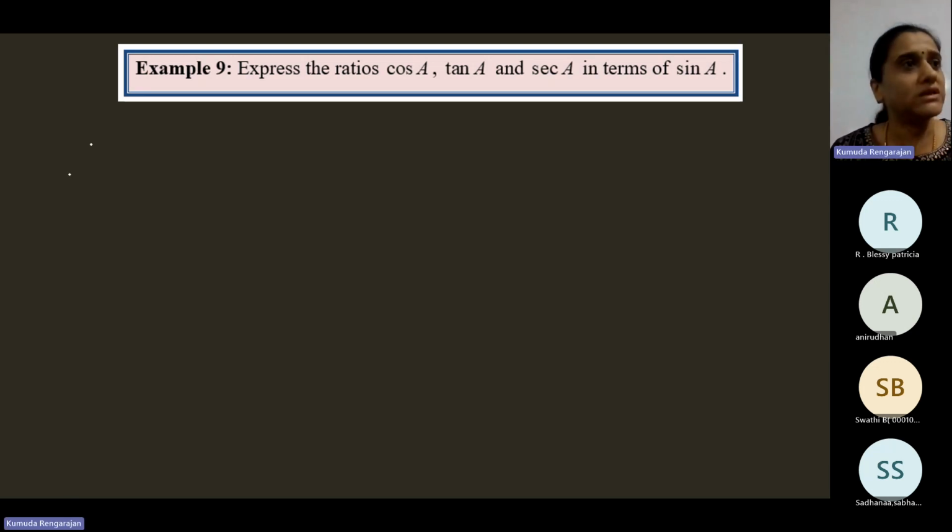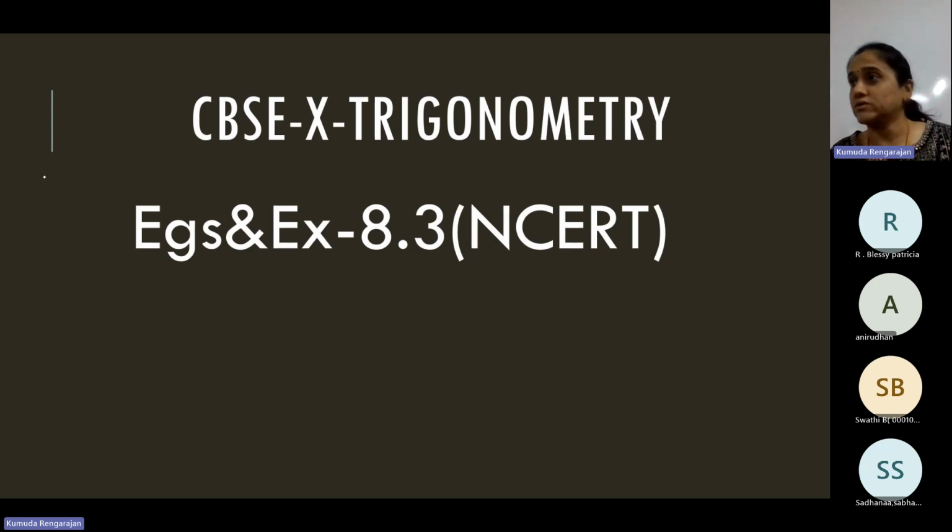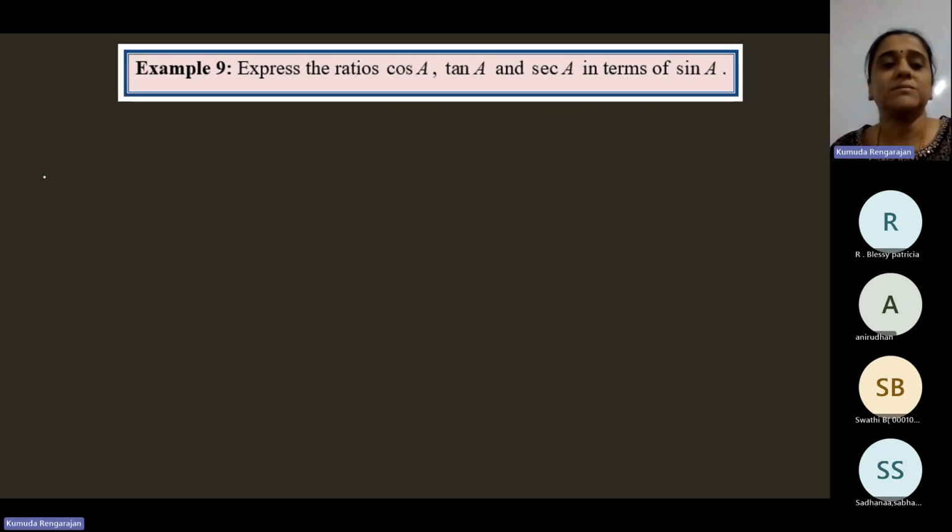So we started from the last exercise, right? Exercise 8.3, examples and exercise 8.3. This is the first example. Last class, I just did a few identities randomly from the exercise. Now we'll go from the beginning. This is example 9, the start of the examples before exercise 8.3. The first example. See this.